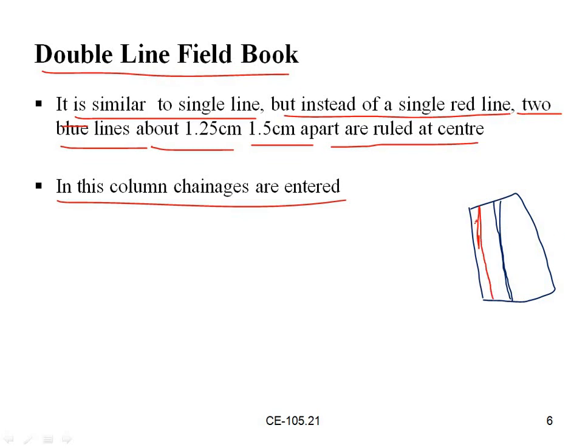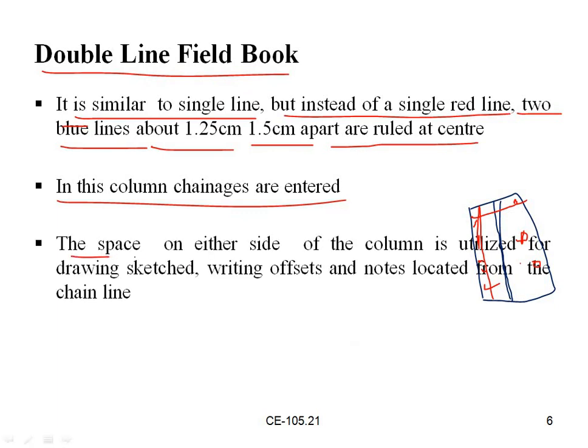So here, serial number, and any other details we will write, and the type will be there. Your remarks will also be there. We will draw the diagrams or circles, anything inside. In this column, the chainages are also entered: 0, 10, 50. Like that, the chainages will be entered.